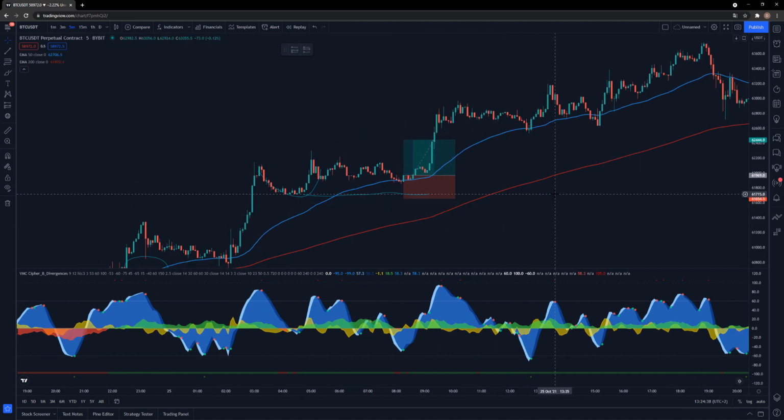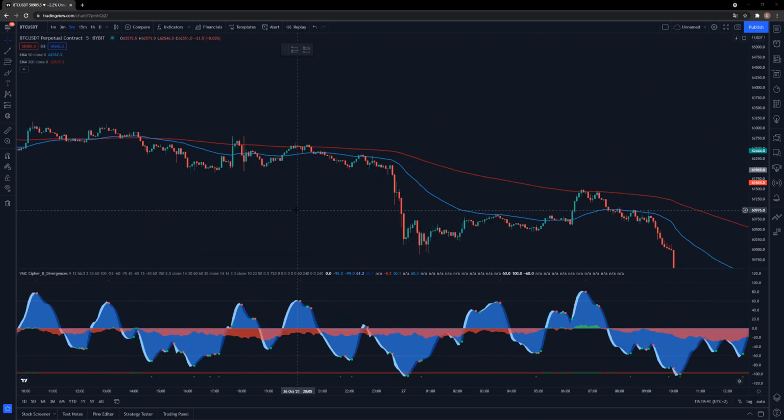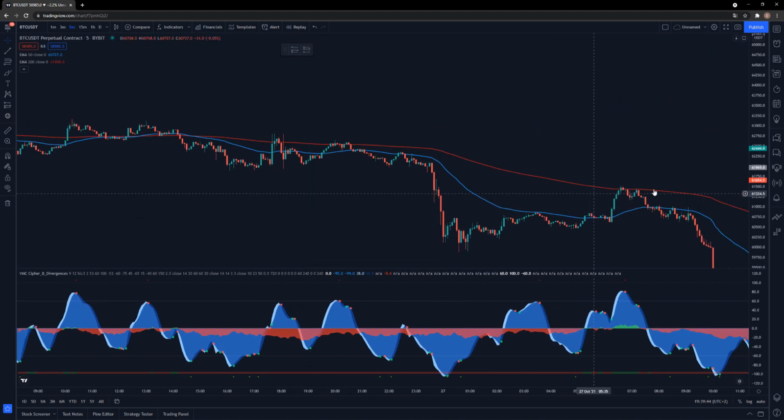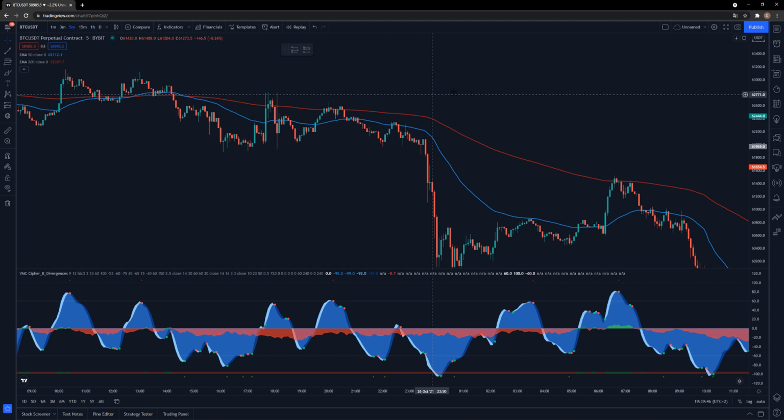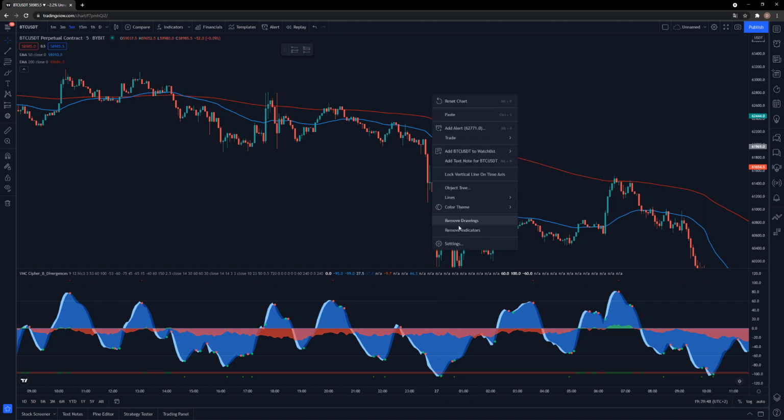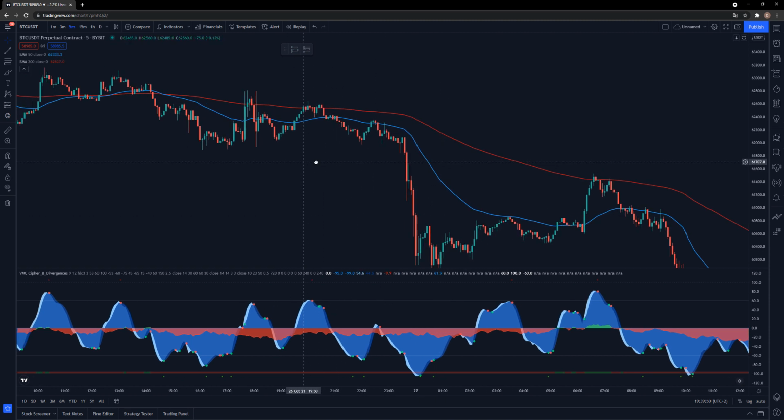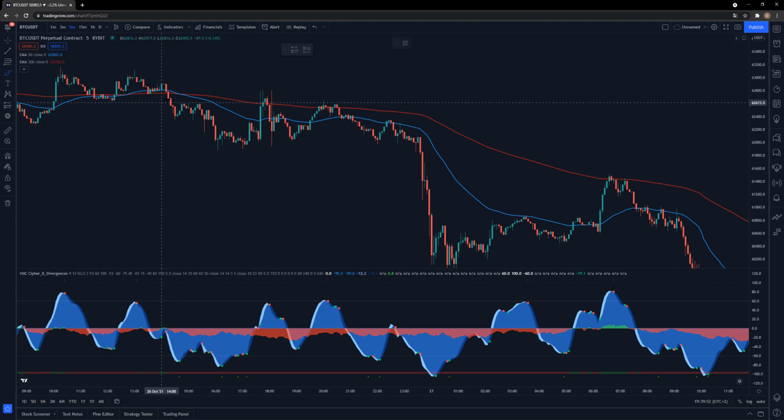Let me find a bearish one for you. So, this is the bearish and the sell scenario. Let me remove drawings. Okay, right here you have a death cross. The blue line crosses underneath the red line. After that, the 200 EMA got tested and it got rejected instantly.